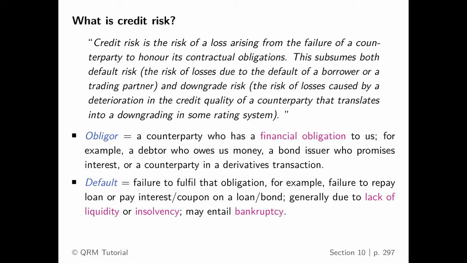So to go right to the beginning, we have a definition of credit risk. This is the one that we put forward in the book. Risk of loss arising from the failure of a counterparty to honor its contractual obligations. So this is quite general, and subsumes various things. Default risk, so the risk of losses due to the default of a borrower or of a trading partner or of a counterparty in a derivative transaction. And also downgrade risk, the risk of losses if there's a deterioration in credit quality of a counterparty.